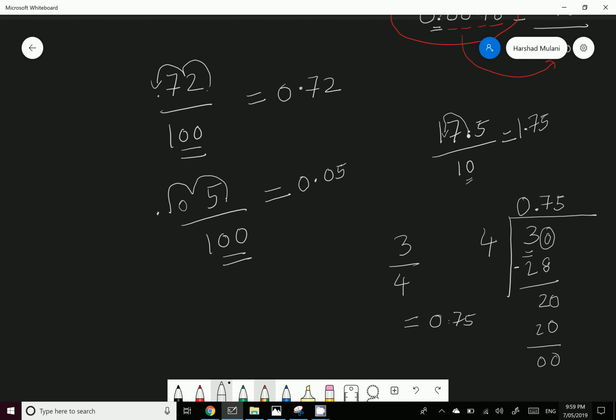Converting fraction to decimal: if there are zeros at the bottom, so if it's 10, 100 or 1000, all you have to do is move the decimal point to your left, depending on how many zeros are at the bottom. Just move to the left and you can do it. And that's the example we saw here, this one as well as this one.